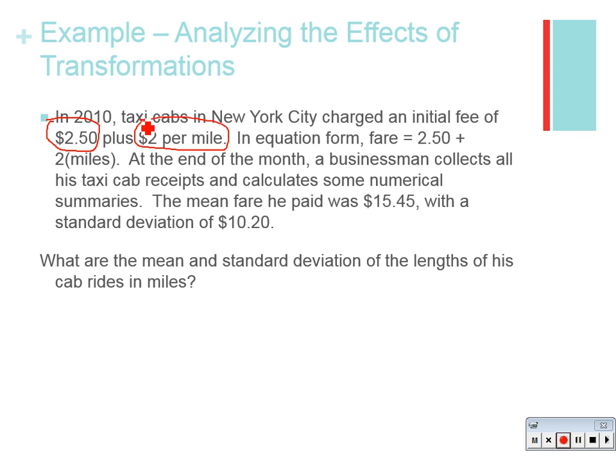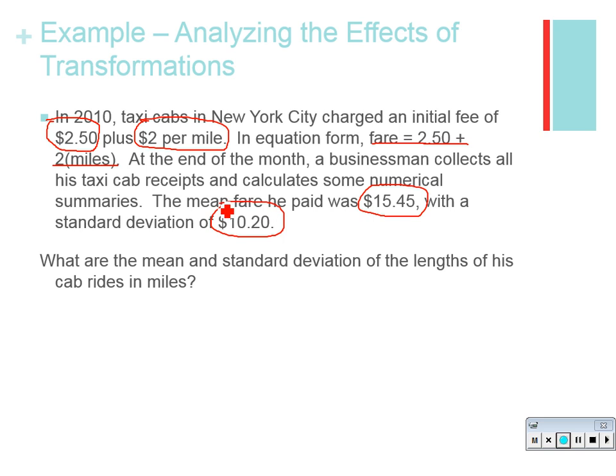In equation form, the fare that you would pay when you get into one of these taxis would be $2.50 plus 2 times however many miles you went. And the question says, at the end of the month, a businessman collects all his taxi cab receipts and calculates some numerical summaries. The mean fare that he paid was $15.45 with a standard deviation of $10.20.